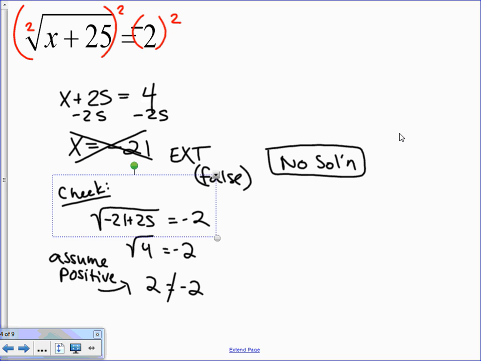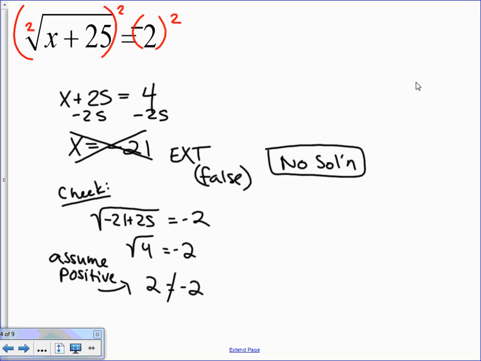What is the process? Negative 21 plus 25 is 4. Square root of 4, normally I would just say 2. 2 is not equal to negative 2, therefore extraneous. That would be a challenge for some of us. We'll want to say it's okay because when we solve, we say plus or minus 2. But when we're checking, we're just simplifying so we don't put the plus or minus.